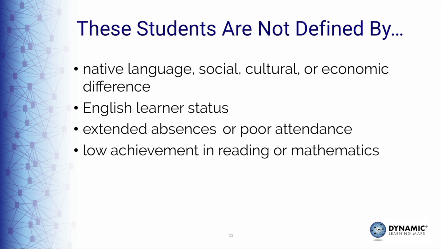For example, teams must take great care to ensure that their decisions are not influenced by a student's language, social, cultural, or economic differences. The fact that a student had extended absences or poor attendance cannot be a factor in determining whether or not a student has a significant cognitive disability or should take the alternate assessment. Finally, low achievement in reading or mathematics cannot be determining factors.